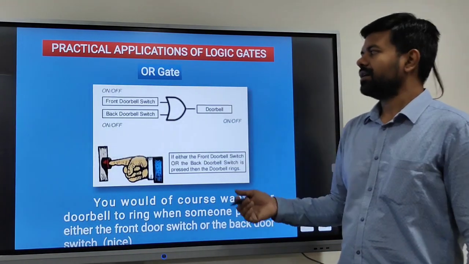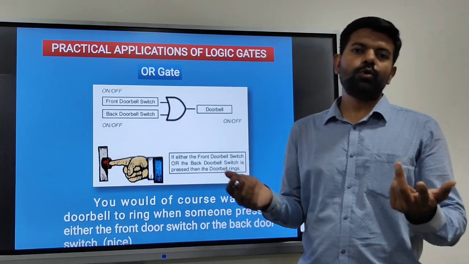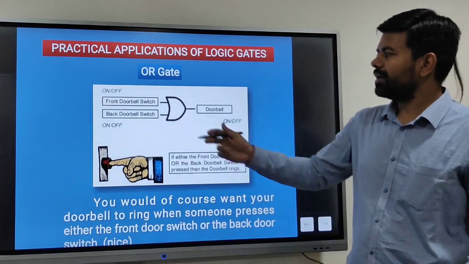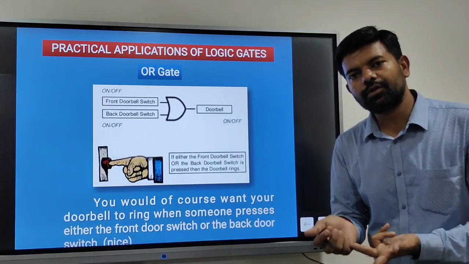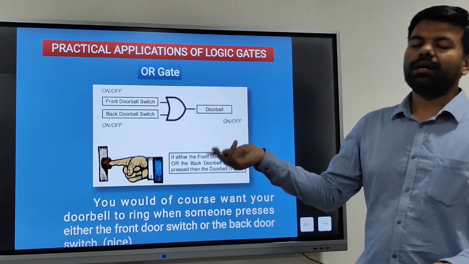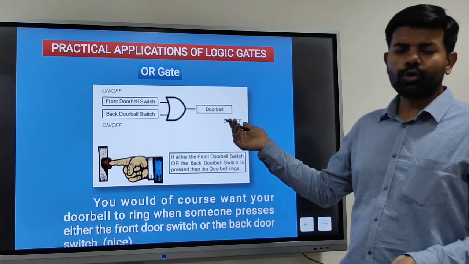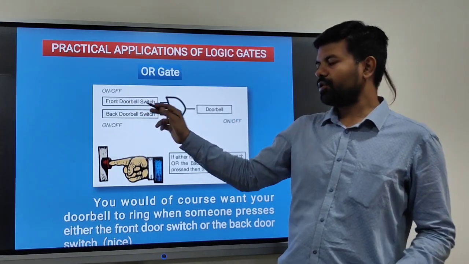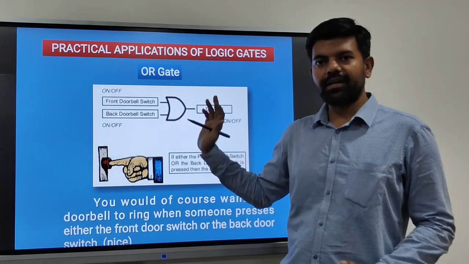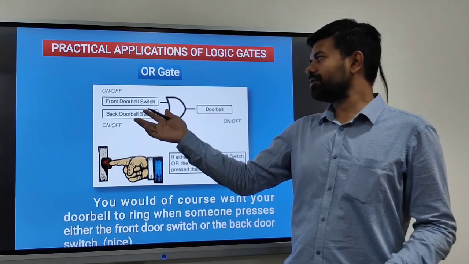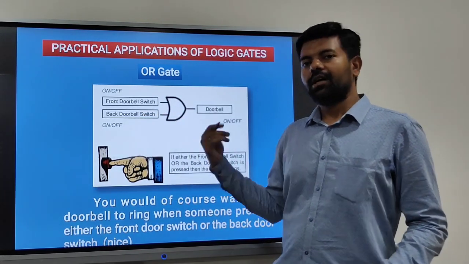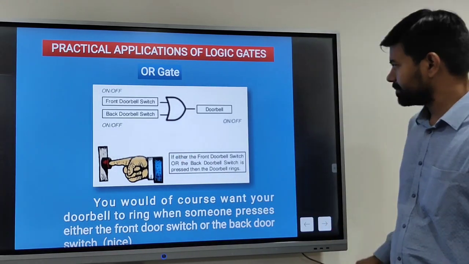Now the OR gate. Now the doorbell. We have two doorbells in our house, front doorbell and back doorbell. If any one of the doorbells is pressed, the doorbell will ring, that is, the front doorbell or the back doorbell. Any one of them. If both are pressed at the same time, it will also ring.